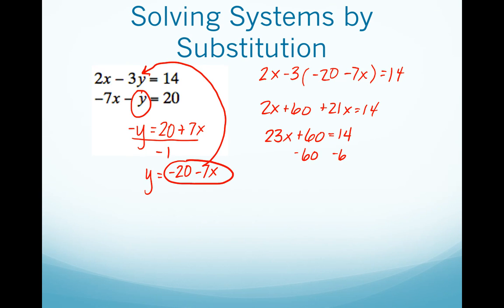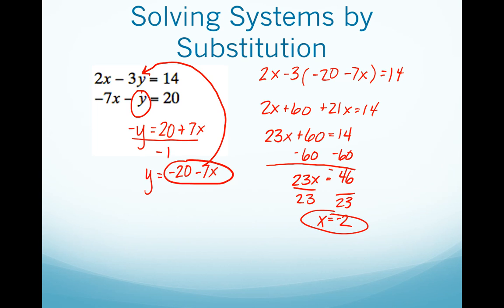And then I can subtract 60 from both sides. And that will give me a -46. Divide by 23, and I get x equals -2.